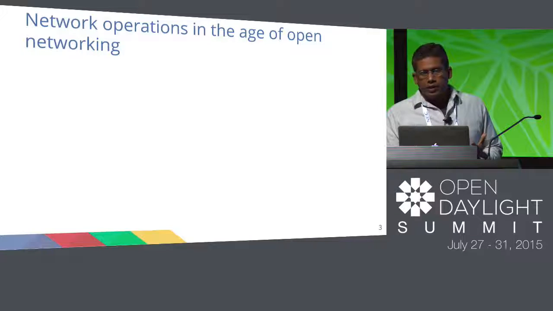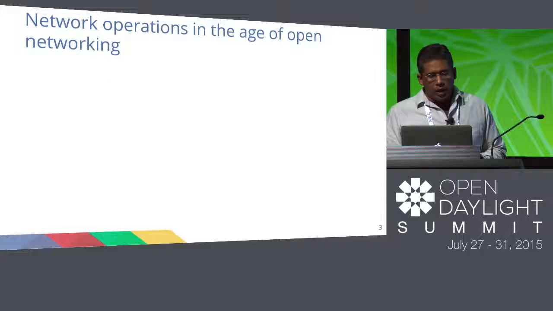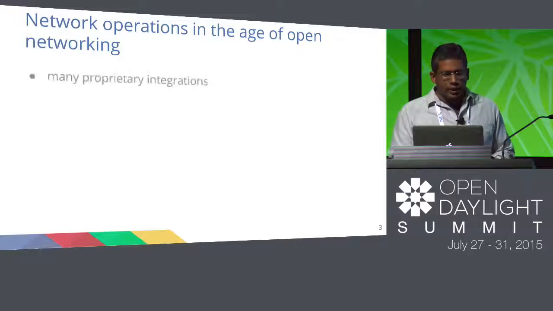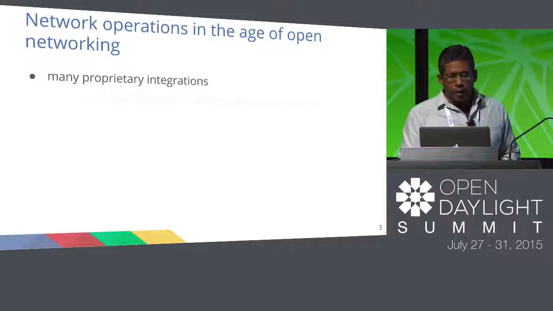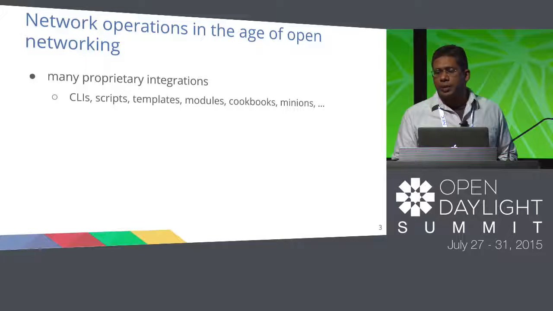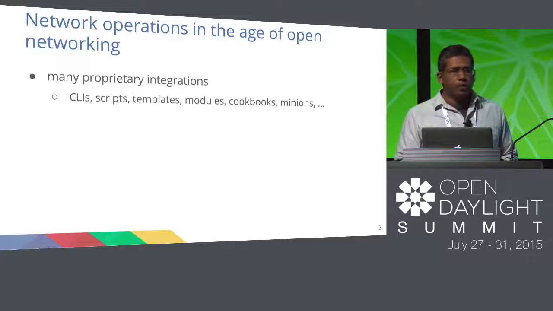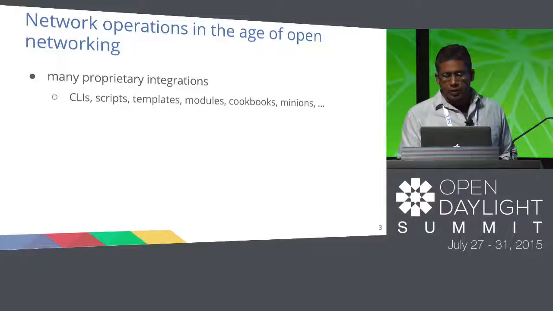And so, as I said at the beginning, we've had this whole movement. We live in the era of open networking now. But what does network operations look like in this brave new world of open networking? Unfortunately, we're still stuck with lots and lots of proprietary integration. So from a management perspective, openness seems to have passed us by. So whether it's through CLIs, through scripting, through templating systems, or you pick your favorite automation system, whether it's Puppet modules, Chef cookbooks, Ansible minions, whatever you want, those have all helped us with automating our operations, but it hasn't gotten us away from all the proprietary integration that we need to do.